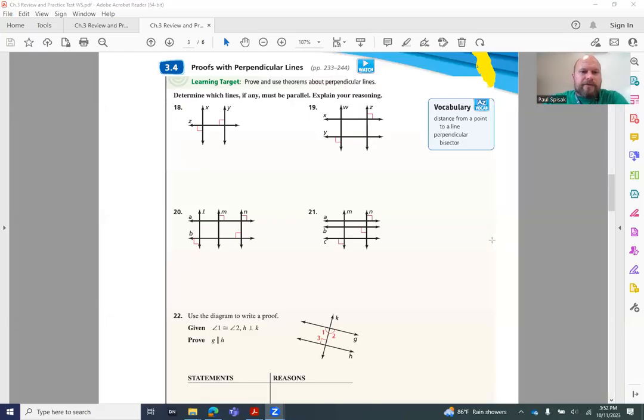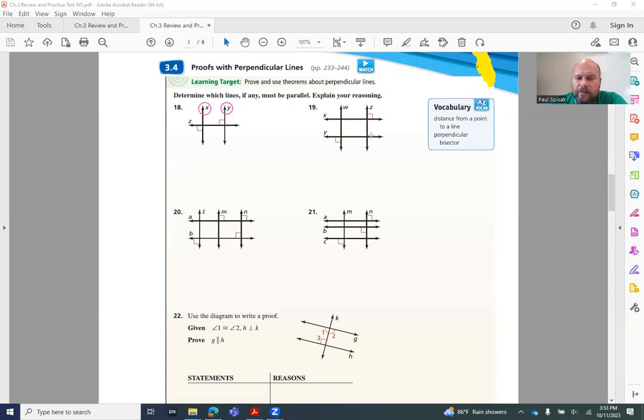All right, chapter 3, and we're going to be doing sections 3.4 and 3.5 in this video for our review. So, number 18, determine which lines, if any, must be parallel. Explain your reasoning. On this one, we have X and Y. These two lines are going to be parallel. Why? Well, since X and Y are both parallel to the same line Z, they must be parallel to each other. That was one of our theorems from this chapter.